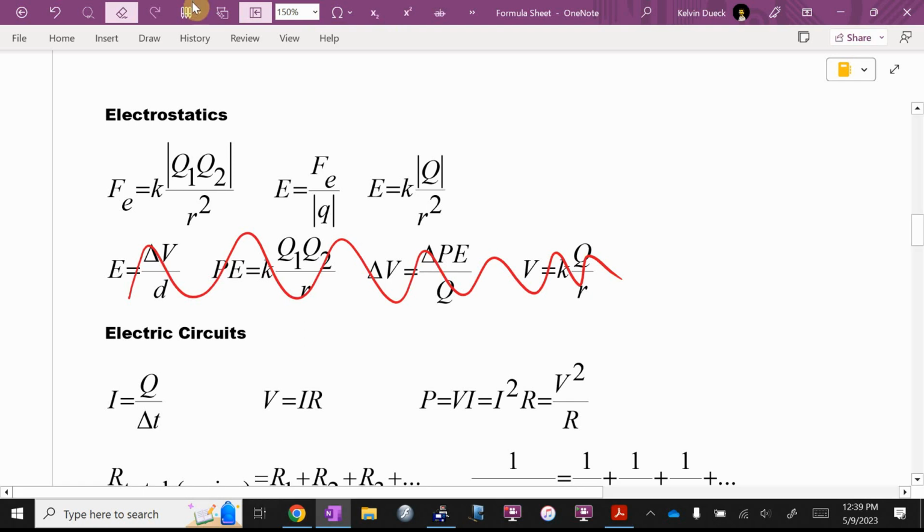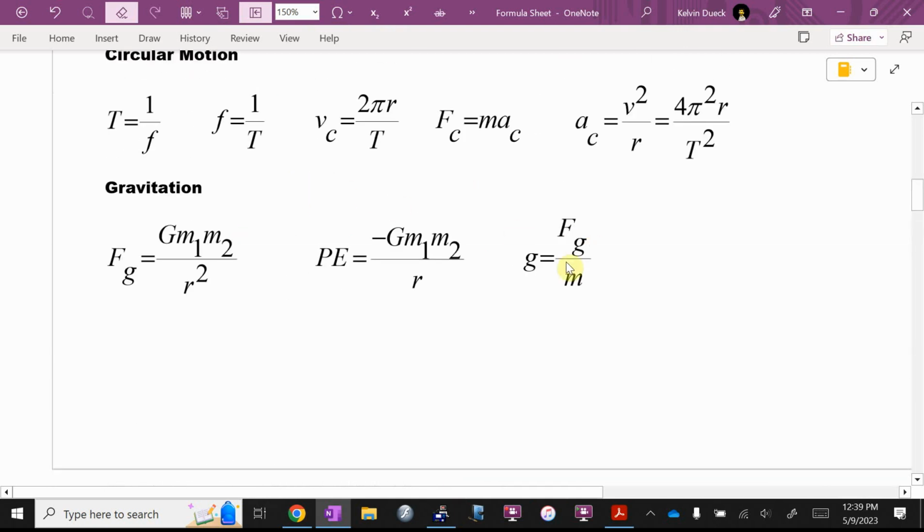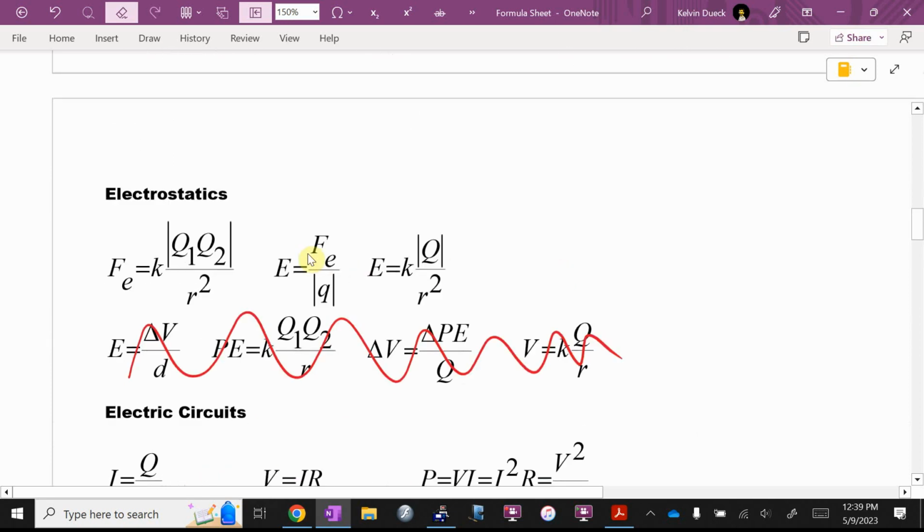Oh, by the way, did I give you both versions of electric field on your formula sheet? Yeah, I didn't do it with gravity on purpose. I thought about it, but I really wanted to reinforce that field is force divided by mass for gravity. Field for electric field is force divided by charge.